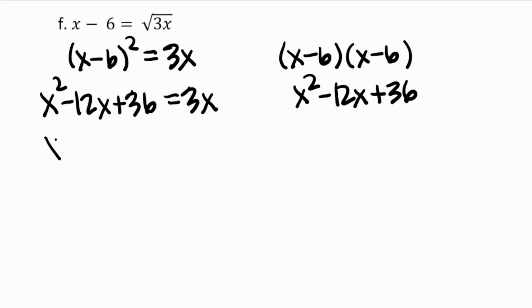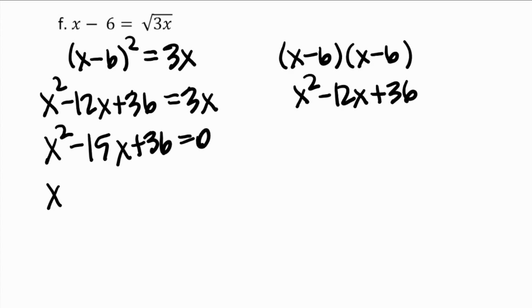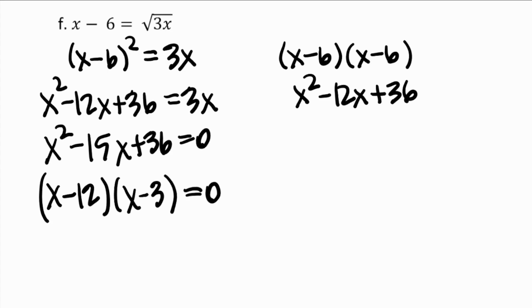Subtract 3 more x. Right, and I have to think about two numbers that multiply to 36 while adding to negative 15. And that's going to be negative 12 and negative 3. So I can factor this. So I'll have x minus 12 times x minus 3 is equal to 0. And that could be true if x was equal to 12 or x was equal to 3.